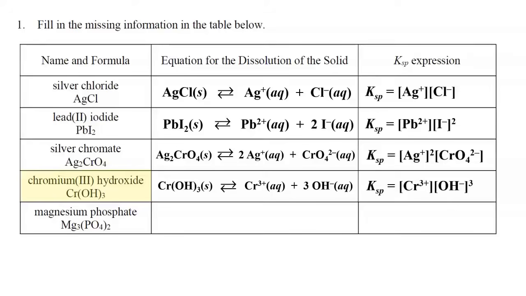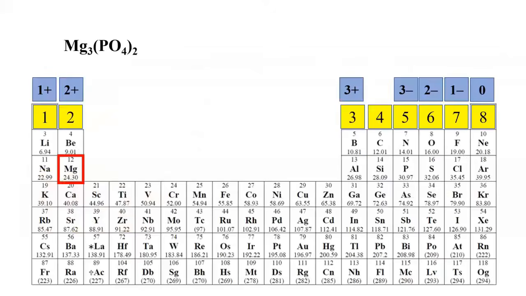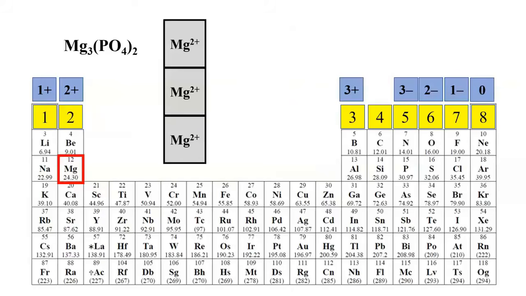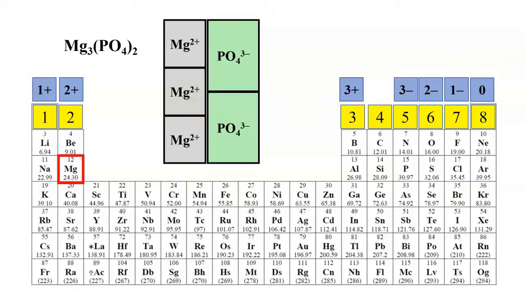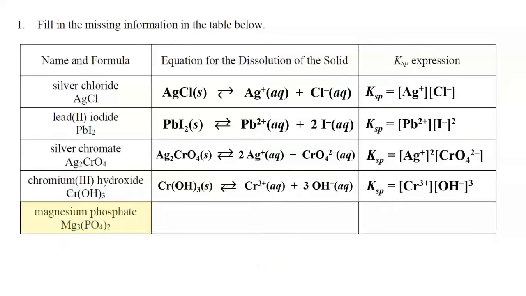And our last example in this table is magnesium phosphate. We can find magnesium in group 2 on the periodic table, and magnesium's charge is +2. We have 3 of them in this formula. That's a total charge of +6. Therefore, each phosphate, we have 2 of them, is worth -3. In order to balance out the overall charge, we have 3 magnesium ions and 2 phosphate ions.